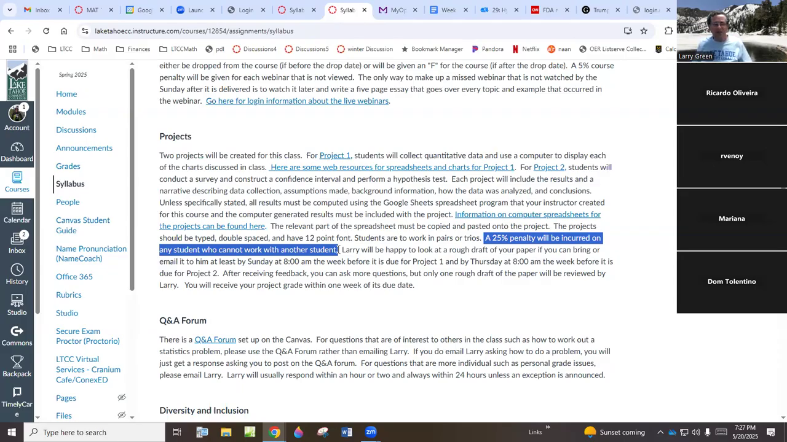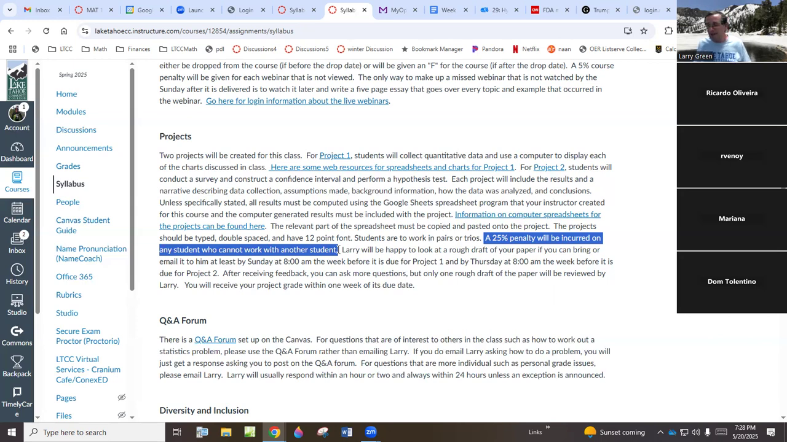I also want to let you know you do have to use the spreadsheet that I created, and you have to copy and paste the important pieces of it. And I'll show you the important pieces for the next project next week. We're not quite ready yet, but a lot of you didn't do that for project 1 and you lost points. I'm pleading with you to do it.